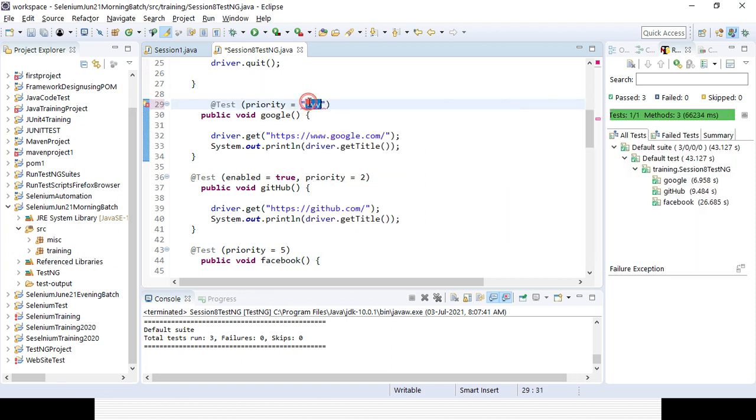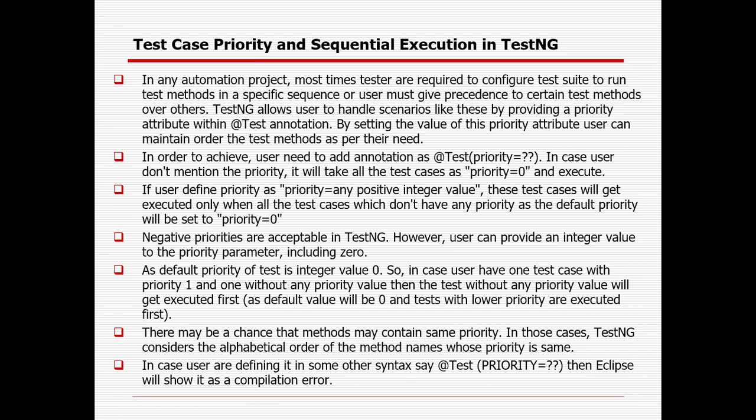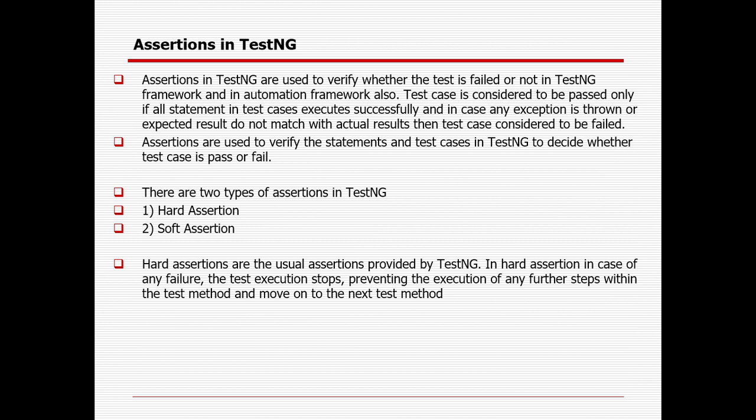And suppose I change the spelling of the word priority, for example changing a small letter to caps, it will also throw an error. So priority should be all in lowercase, and I can give only negative, 0, or positive values. That's how I can deal with the priority. Any questions? Is it clear?